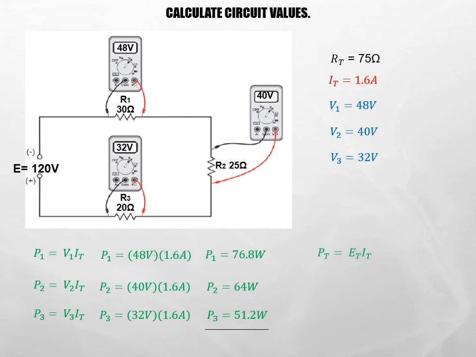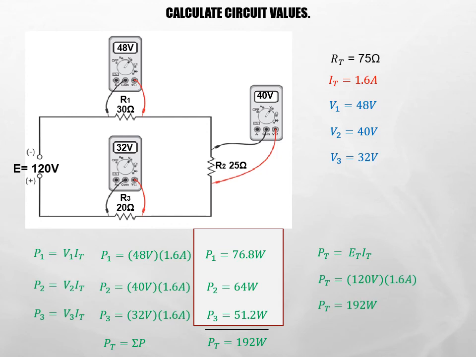The total power of the circuit, the power that the supply must be able to deliver, PT, is equal to ET times IT. So if we take our 120 volts, or ET, and multiply by our current of 1.6 amps, we end up with 192 watts. But if we look at the power of 1, the power of 2, and the power of resistor 3, and we add those up, we find that the sum of the individual powers here also equals 192 watts. So in a series circuit, the total power is equal to the sum of the individual powers.